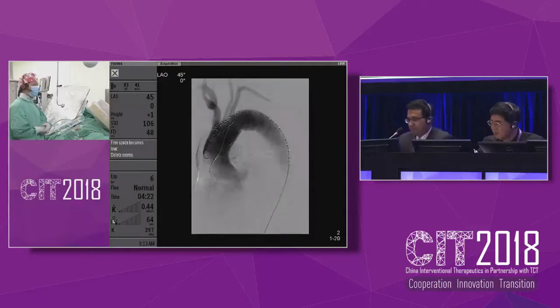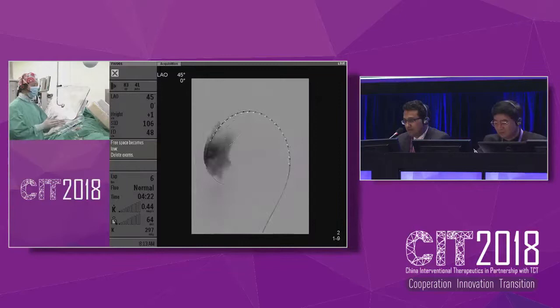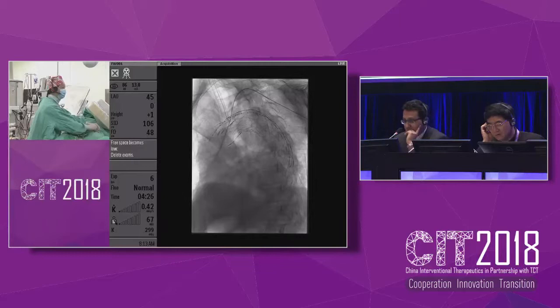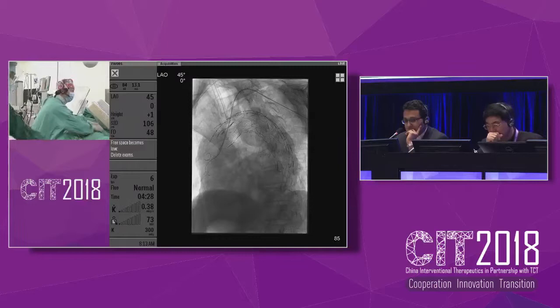You may find the marker is just below the innominate, and the left carotid and left subclavian are perfect. So we can measure the blood pressure, and also we put a wire inside the left subclavian artery. I suppose we needn't deploy any branch stent graft to it, because the bloodstream is perfect.